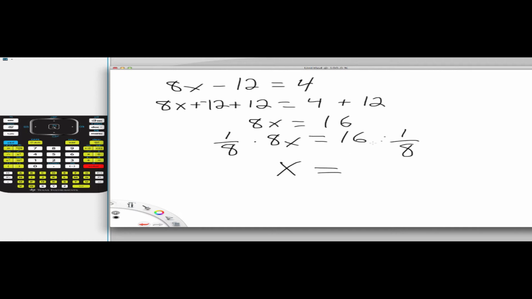8 goes into 16 2 times, x equals 2. I have a solution. So I did this both ways. If you're without a CAS and you're asked to do a problem and show how it's solved with a CAS, go ahead and do it by hand. Show the steps that are necessary to solve the problem without the CAS.